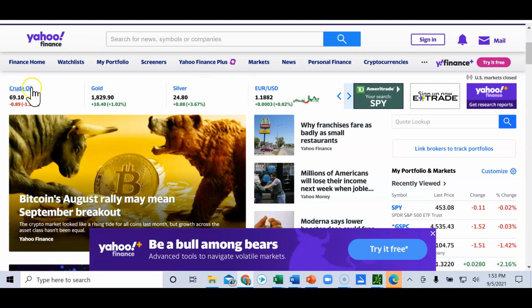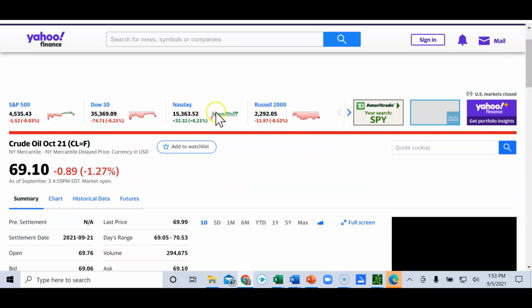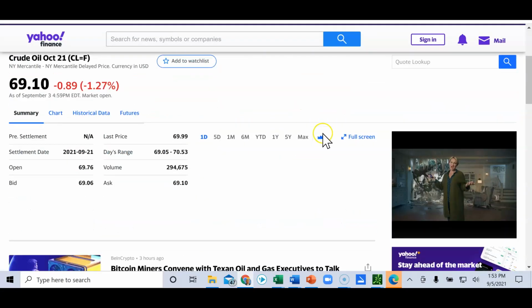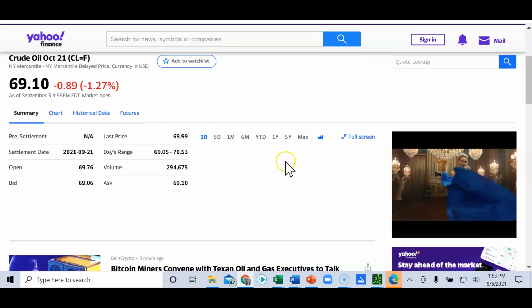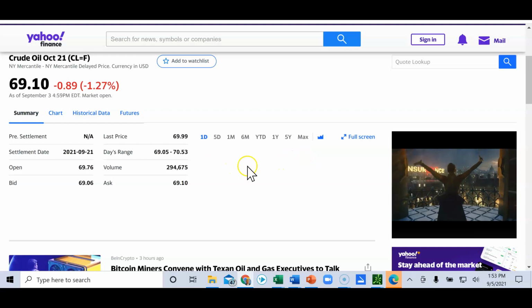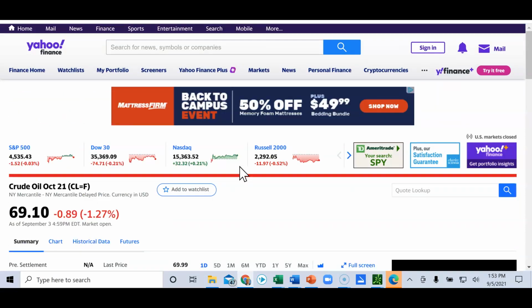So if I wanted to click on any one of these things, for example, crude oil, I will get down into more information about crude oil. And during the day, this chart will have more data than you will see on the weekend. But let me look at the S&P 500.